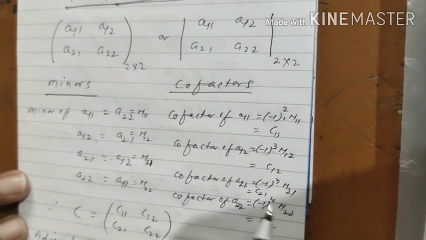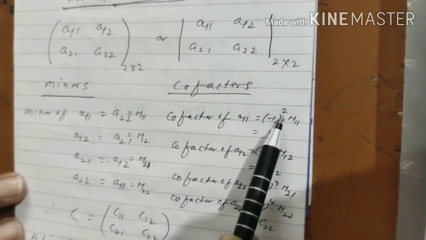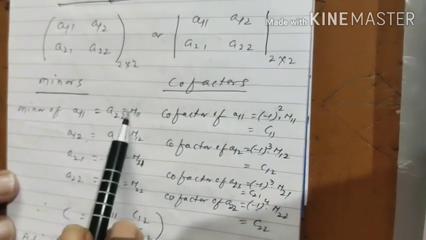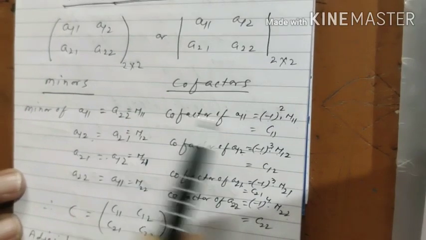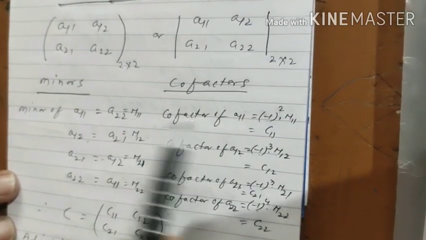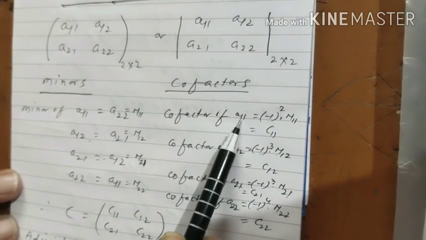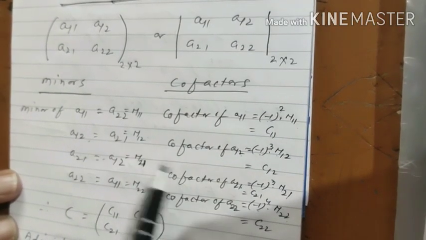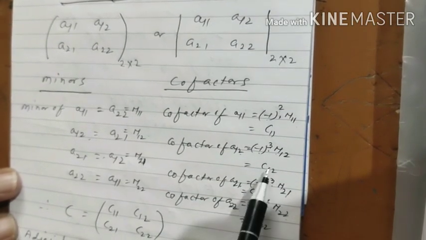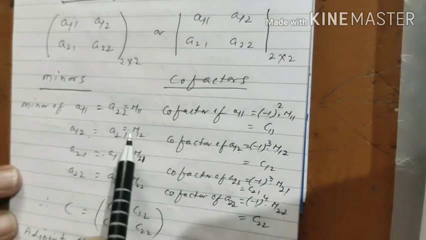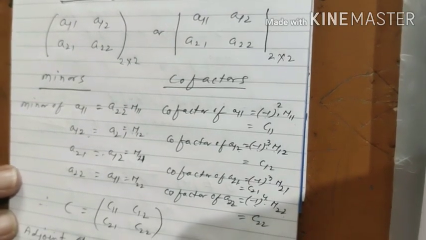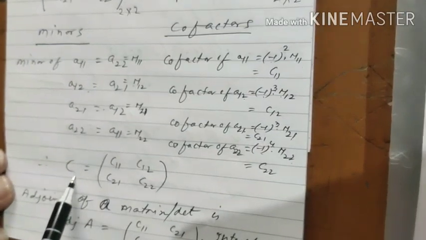That means that if the sum of the suffixes is even, the cofactor is the same as the minor. Minor and cofactor have the same sign. But if the sum is odd and the minor is positive, then the cofactor is negative. If the minor is negative, the cofactor is positive, and so on. So C is equal to, what is that?